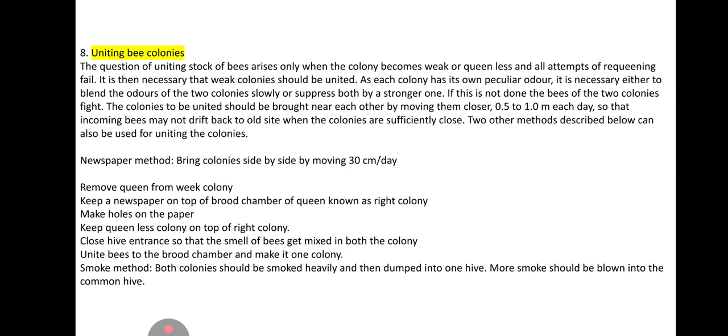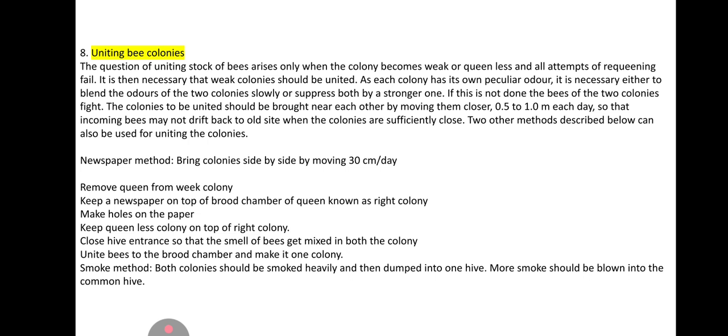Two other methods are a newspaper method, in which bring colonies side by side by moving 30 centimeter per day. 30 centimeter close you should bring. Remove queen from weak colony. Keep a newspaper on top of the brood chamber of queen, known as right colony. Make holes on the paper. Then keep queenless colony on top of the right colony. Close hive entrance so that the smell of bees get mixed in both the colony. Then unite bees to the brood chamber and make it one colony.